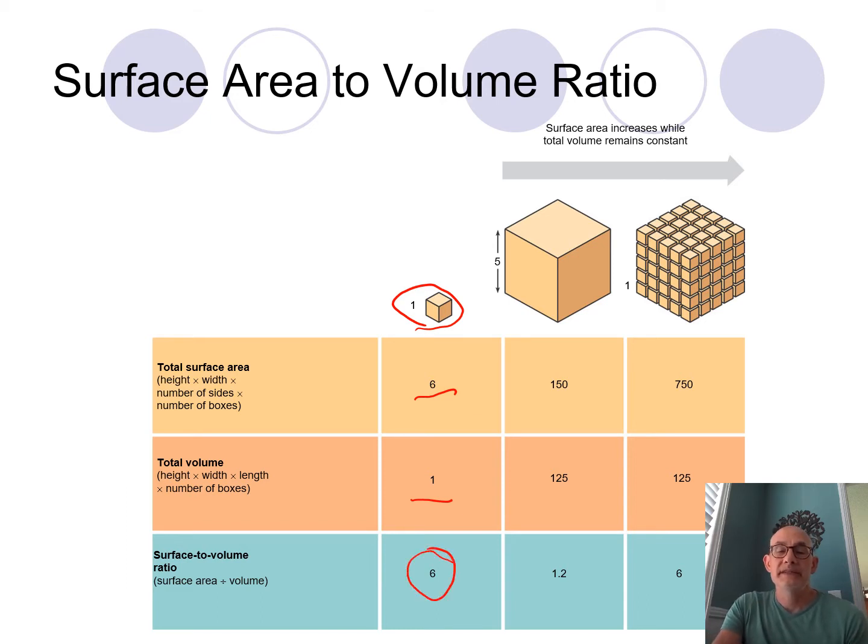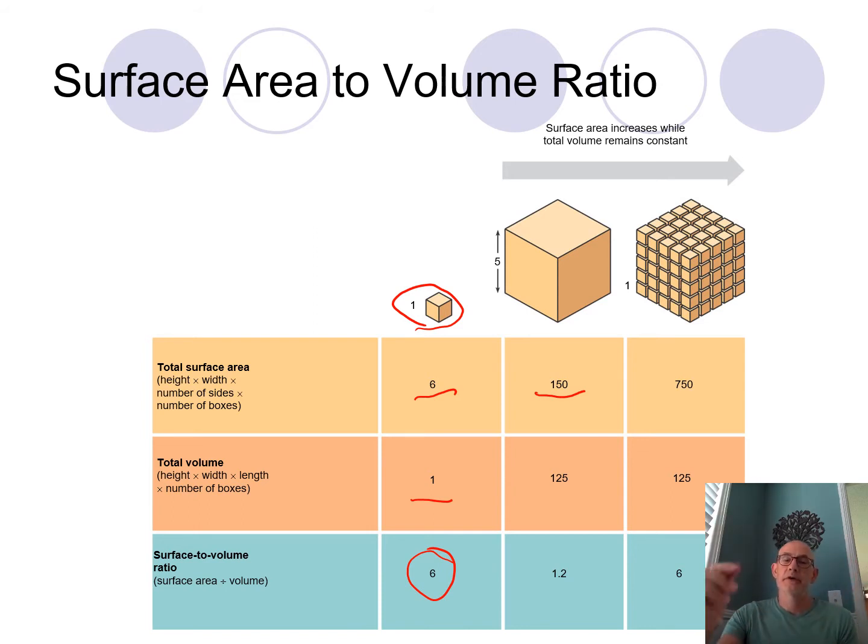If you make the cell 5 times bigger in its dimensions, the surface area increases to 150, but the volume increases to 125. And when you do that ratio, it's a 1.2 surface area to volume ratio. And basically what this means is the cell can't pull in enough nutrients like sugar and oxygen to go the whole way into the center of the cell before the cell produces too much waste to get out of the cell.